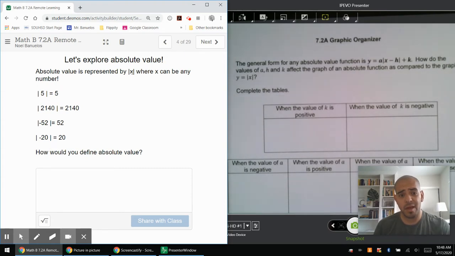So how would you define absolute value? I expect your own thoughts here. Nothing from Google where you copy and paste, because it's pretty evident when people start doing that, it's literally the same definition because it's the first link they find. So in your own words, what does absolute value mean?